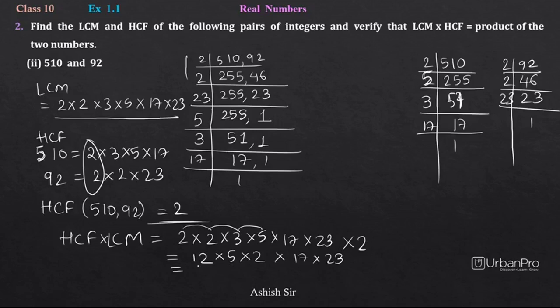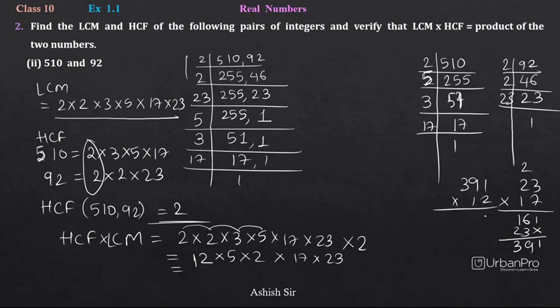Now this will become 12, and 17 and 23 we will multiply first. So let's check 23 into 17. That will be 7 3s are 21, 2 carry, 7 2s are 14, 14 and 2 is 16. Then we have 23, 6 and 3 is 9. This is 391. Now 391 we multiply with 12.